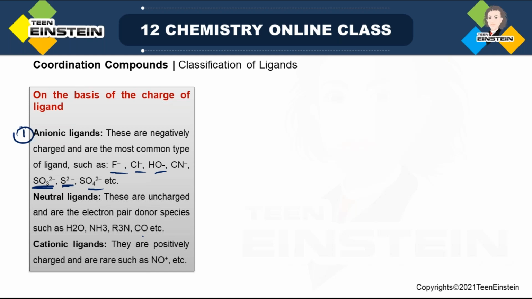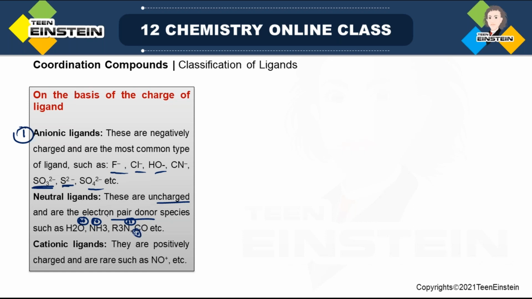Then neutral ligand. Neutral ligand examples we have also already seen. They are uncharged. How will they donate electrons? They will donate electrons not through negative charge but through an electron pair. Here in H2O we have a lone pair over oxygen, a lone pair over nitrogen. This is a tertiary amine, this is carbonyl. Here also we have a lone pair.